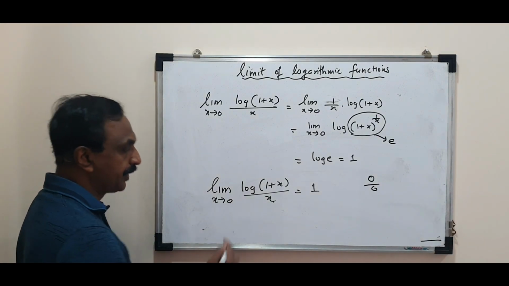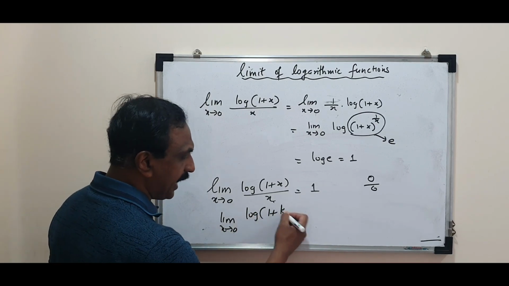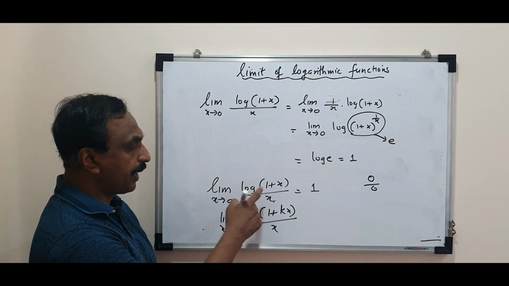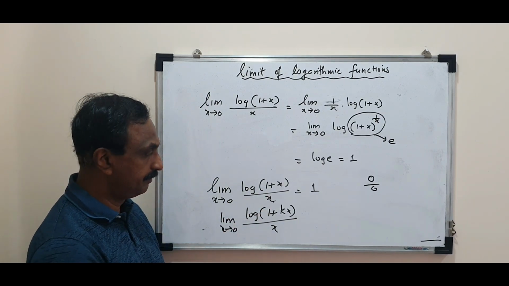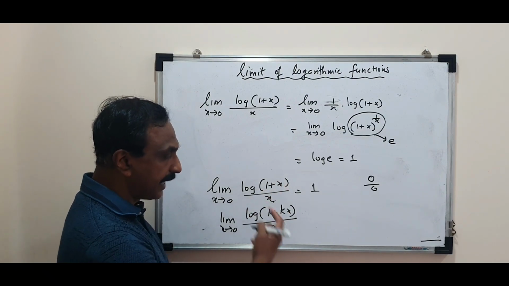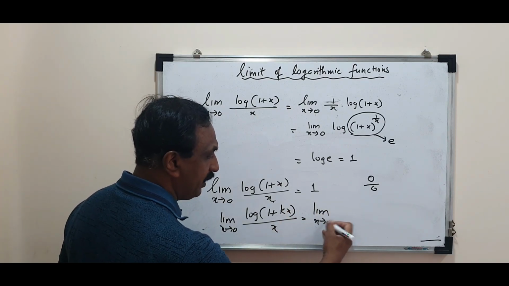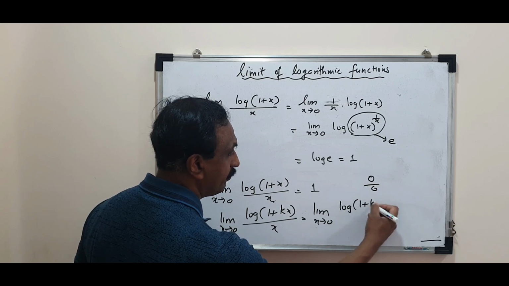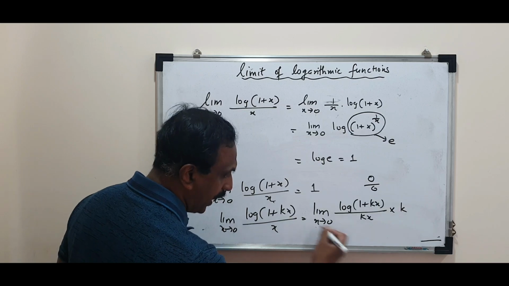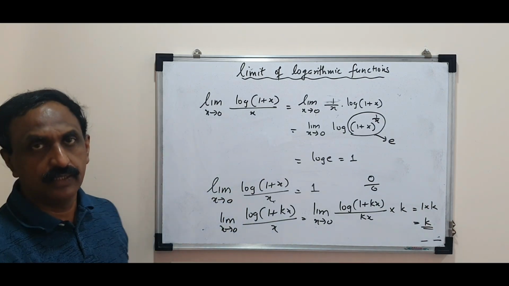Now the fast method. If I have limit x tending to 0, log of 1 plus kx upon x. Now what are the conditions for this formula to be applied? First term in the bracket should be 1. Second term should tend to 0. Second term and the denominator should be the same. So I do not have the same here. So I will divide and multiply with a k, multiplied with k into k. So this answer became 1, hence your answer is 1 into k and the answer is k. So this is how we can go about it.